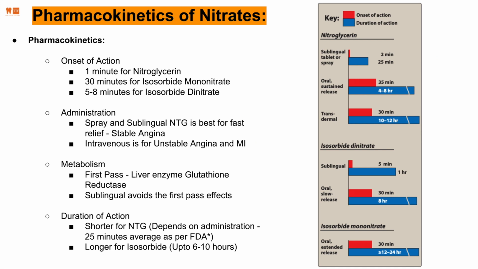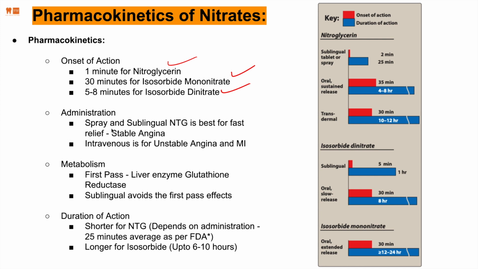Moving on, pharmacokinetics. Very interesting how they work. The onset of action is 1 minute for nitroglycerin, short acting, remember, and 30 minutes for isosorbide mononitrate and 5 to 8 minutes for dinitrate. So this is generally longer acting or a long onset of action.